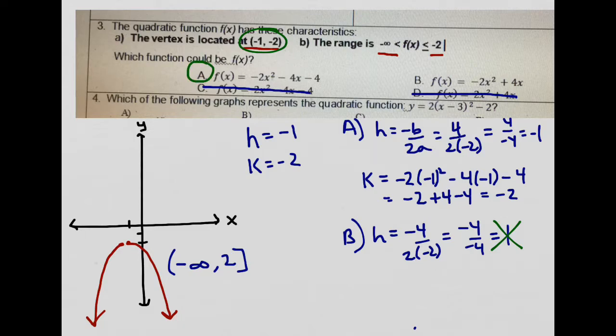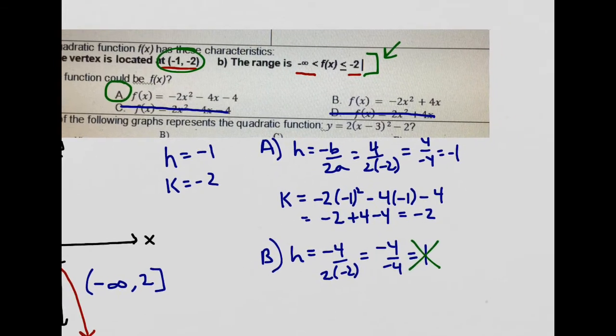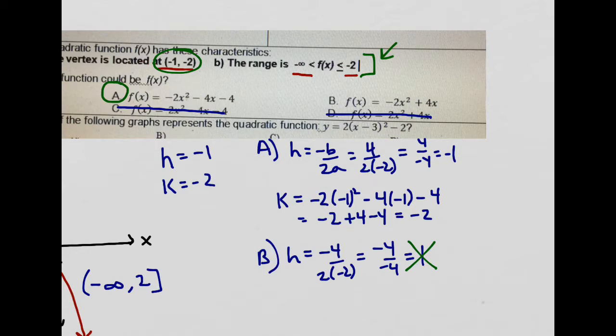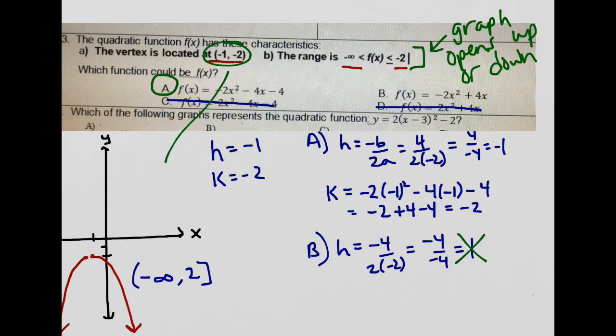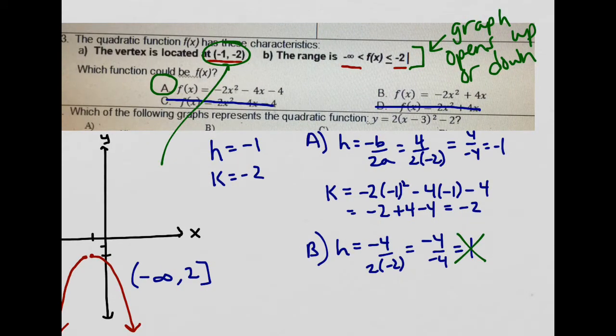So for any of these problems, the key is to figure out which way the graph is facing by using my range. So that gives me if the graph opens up or down. And then I can look over at my vertex, so I can check the vertex of each equation. And those two pieces of information will give me what I need to know.